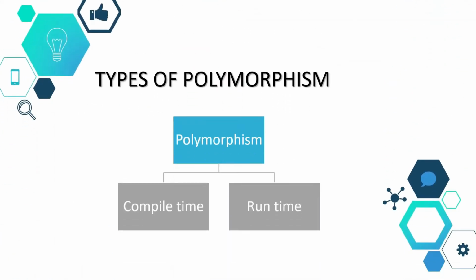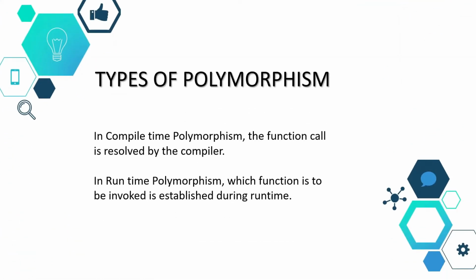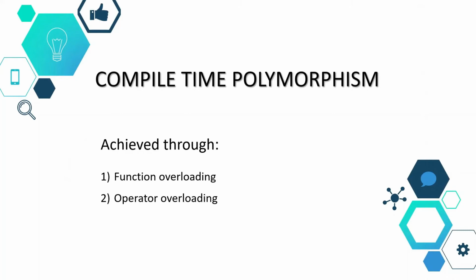Let's go ahead with the two types of polymorphism. These are compile time polymorphism and runtime polymorphism. In compile time polymorphism, the function call is resolved by the compiler, whereas in runtime polymorphism, which function is to be invoked is established during the runtime. We'll be focusing on compile time polymorphism, which can be achieved through function overloading and operator overloading.